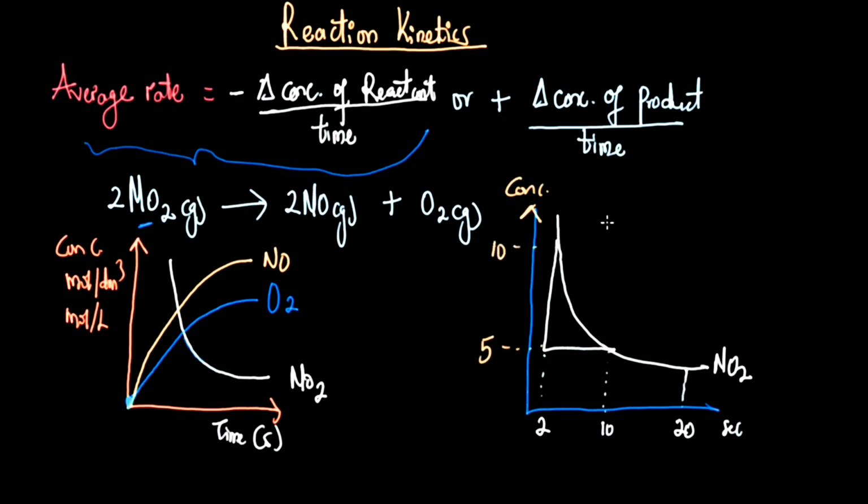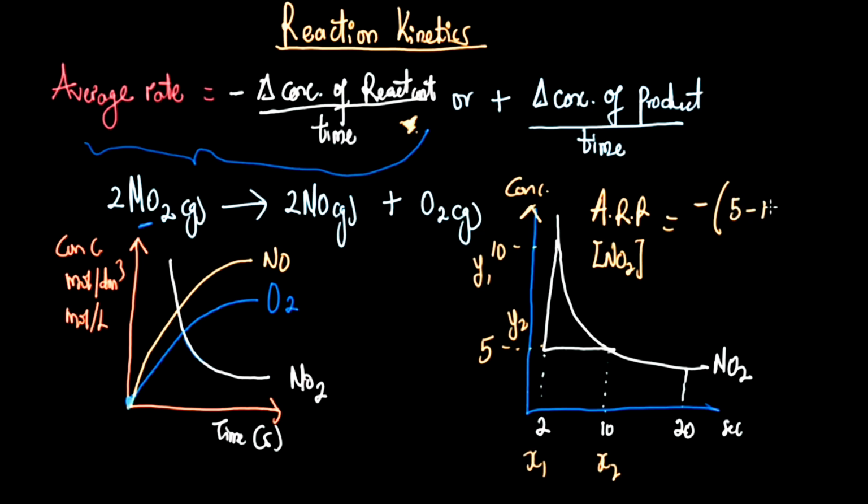So we can calculate the average rate of the reactant NO2 using the formula here, change in concentration of the reactant over time. The average rate of the reaction for NO2 equals the negative; you have to put the negative sign there. Since the concentration decreases with time, this is the final and this is the initial. This is the final time and this is the initial. So we have 5 minus 10 over 10 minus 2. So we have positive 5 here and we have 8 here.